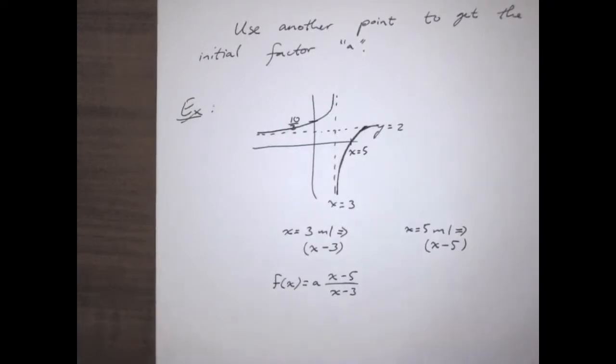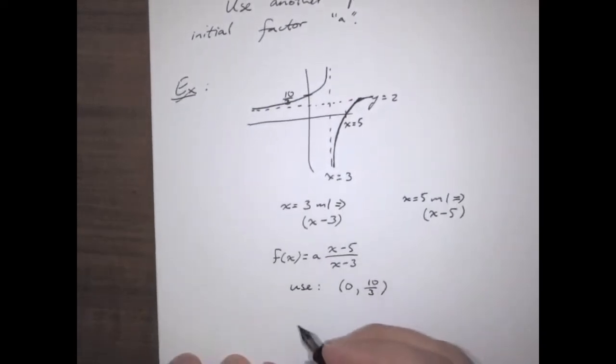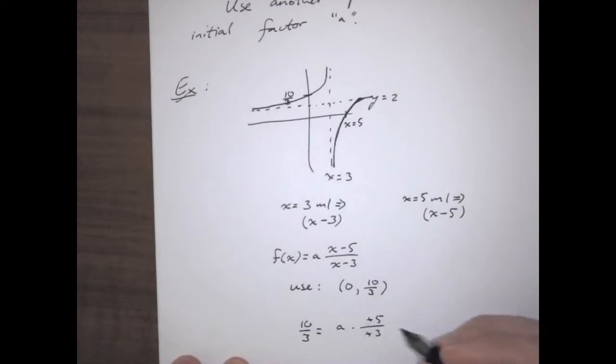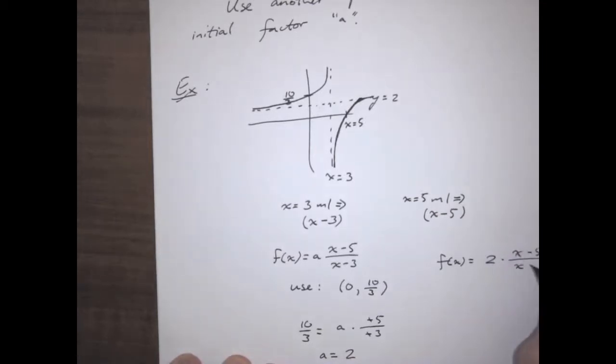And the way we deal with that is we use the additional point that is given to us, 0 for x, 10/3 for y. So that means 10 over 3 is equal to the mystery a times -5 over -3. Multiply both, so the negative and negative cancel. Multiply both sides by 3, divide both sides by 5. And you'll get a is equal to 2. So then f of x is equal to 2 times x minus 5 over x minus 3.